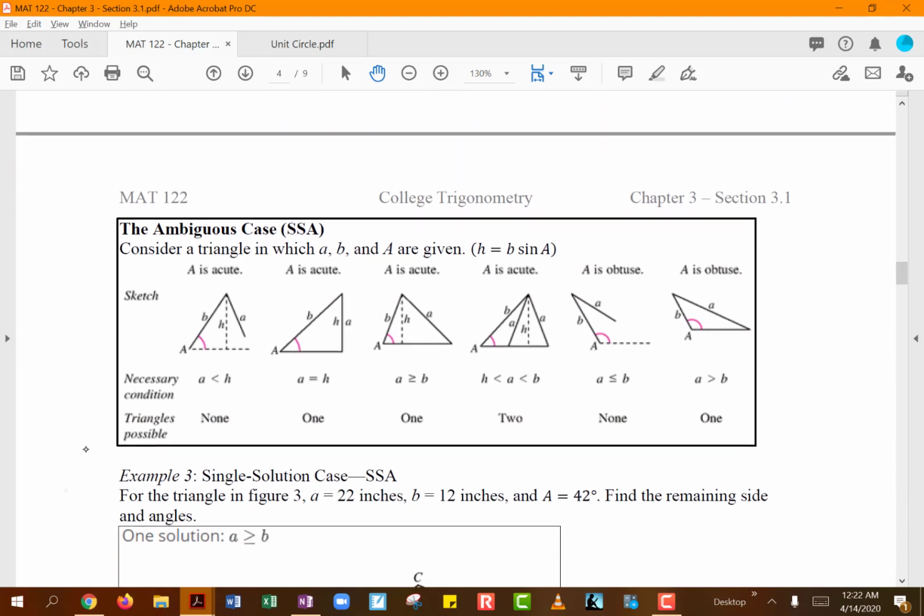So just as an illustration, you can kind of take a look over here. So they're saying, consider that you are given the sides A and B and angle A. And they are defining this height of some of these triangles as H equals B times sine of angle A.